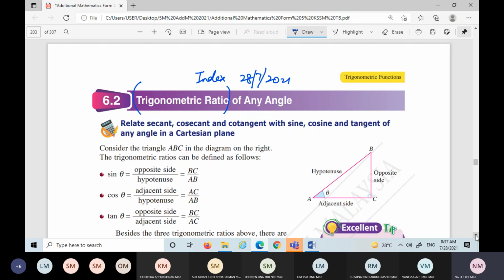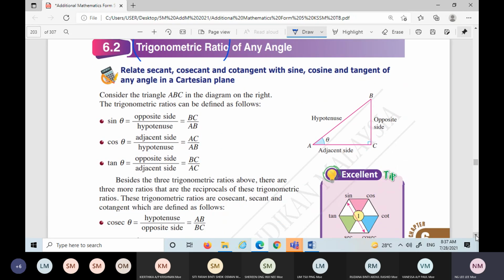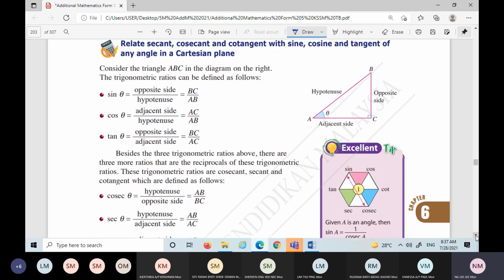I don't think in modern maths you learn cosecant, secant and cotangent. Do you? Someone answer? No, okay. So that one is new for you. But this one, I think even in lower form you have learned. So this one you must know.